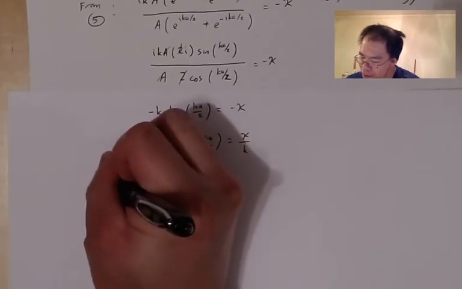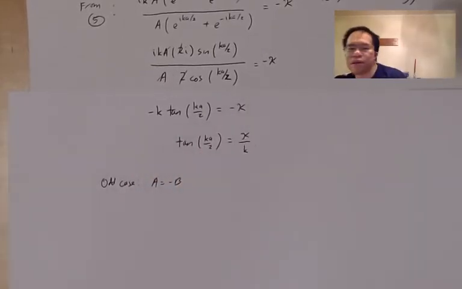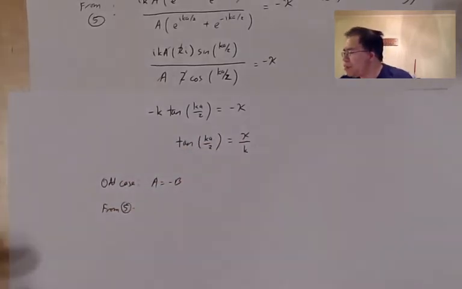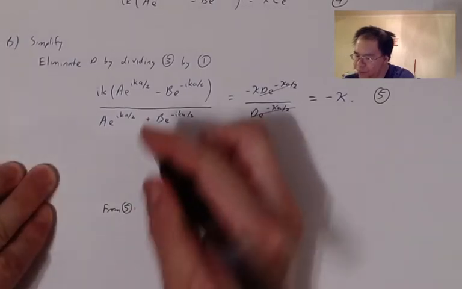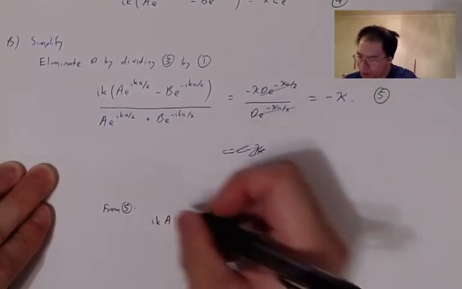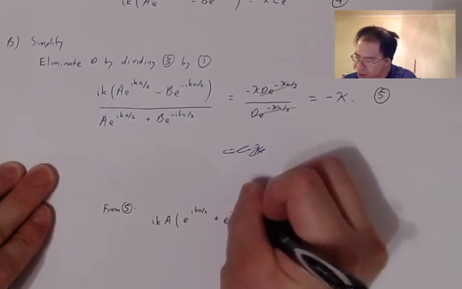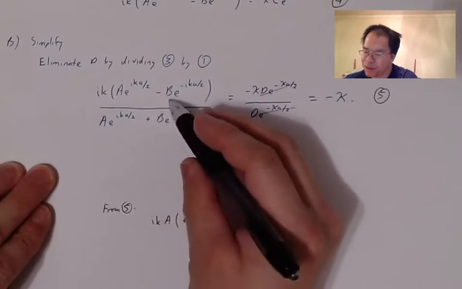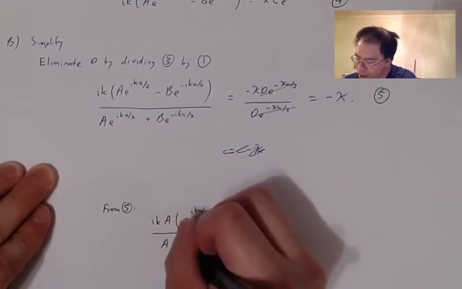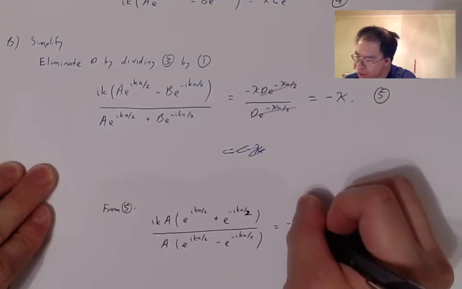So the odd case is A equals minus B. I'll use equation 5 again. And this time, if I take my equation 5, I'll flip the signs, so I get ik a, I'll pull out my a, I get e to the ika over 2 plus e to the minus ika over 2. Whoops, I'm setting B equals minus A. And then downstairs I have A times e to the ika over 2 minus e to the minus ika over 2 equals minus kappa.